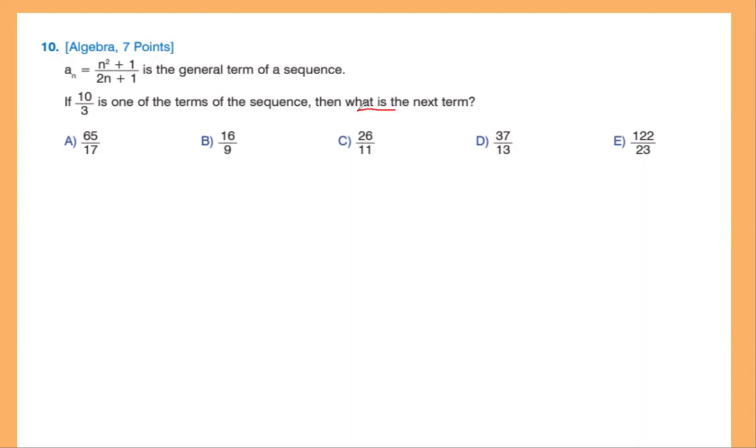Okay, so we don't really know any terms yet, but we can easily find them, right? So you can start maybe plugging in n equals 1. If I just go n equals 1, then a1, which is going to be our first term, would be 1 squared plus 1 over 2 times 1 plus 1, which is going to be 2 over 3. So this is the first one. If I choose n equals 2, then you will get the second term, which is a sub 2.